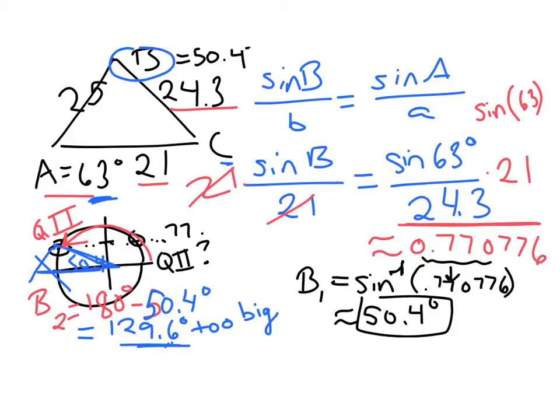Angle B is 50.4 degrees, and angle C, I'm going to squeeze it on this page, is 180 minus the 63 for angle A, minus the 50.4 for angle B, and so that gives you 66.6 degrees for angle C.